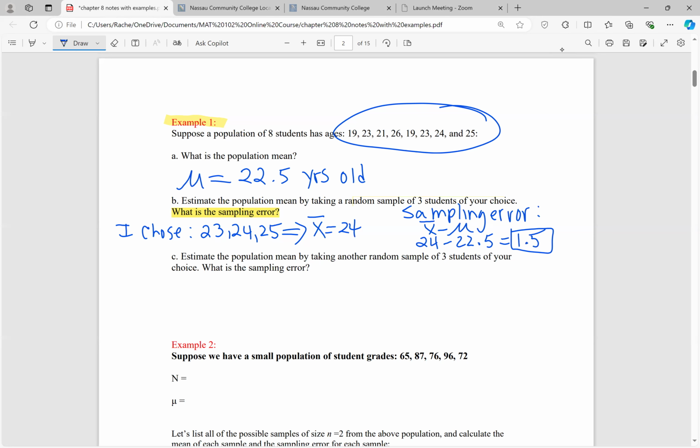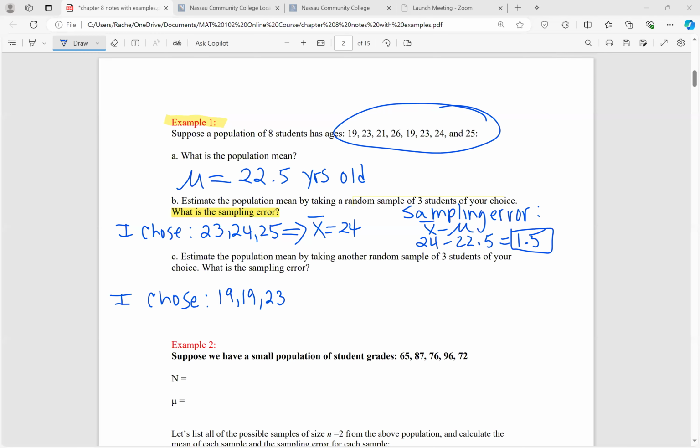Now let's do this again. Part C: estimate the population mean by taking another random sample of 3 students of your choice. What is the sampling error? We're going to do the same thing, but I want you to pick 3 different values for your sample this time. So pause, pick 3 different values, calculate the sample mean, and then calculate your sampling error.